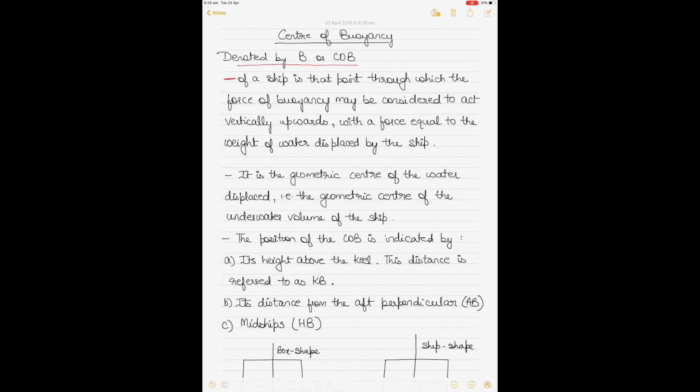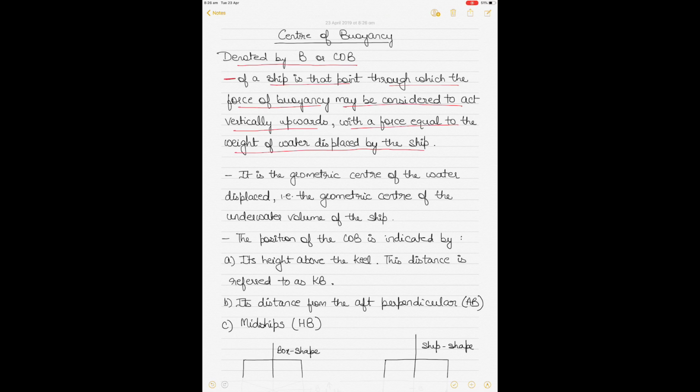So what is the center of buoyancy? The center of buoyancy of a ship is that point through which the force of buoyancy may be considered to act vertically upwards with a force equal to the weight of water displaced by the ship. That basically helps in the flotation of the ship.